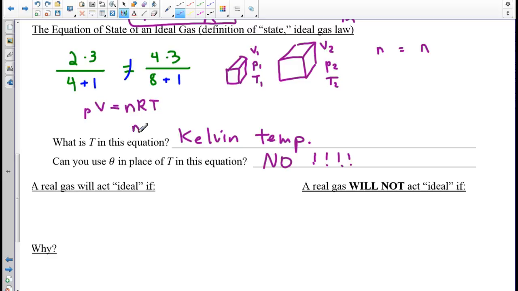You can isolate n, and what does that equation give? PV over RT. So let me just plug in P1 V1 over RT1 on the left, and PV over RT on the right using the 2 subscript. P1 V1 over T1 equals P2 V2 over T2. And you guys will do problems like this, exactly like this. We will see this in the future. Well, the R's cancel out because it's the same, it doesn't change. It's a constant. And look at what we have.